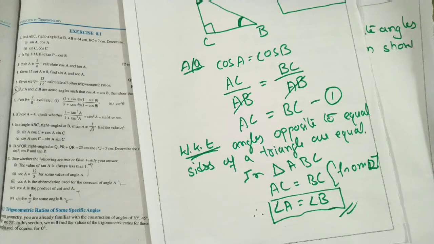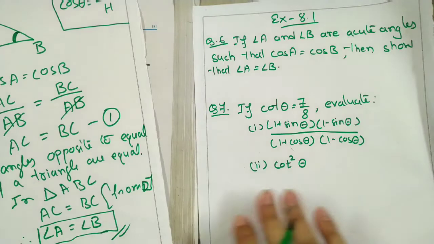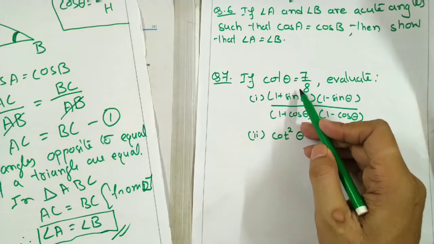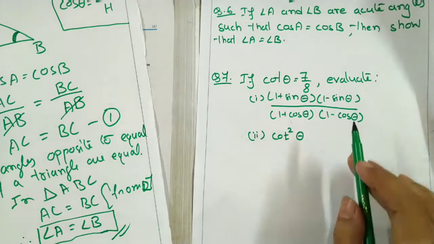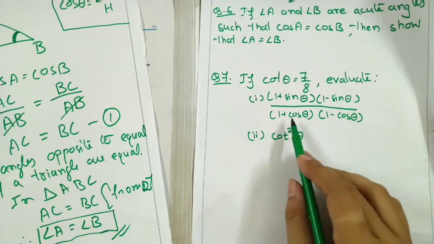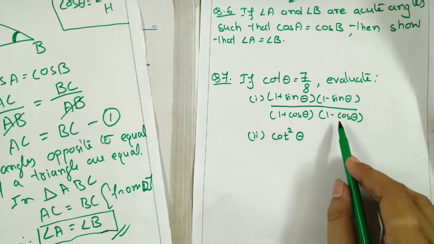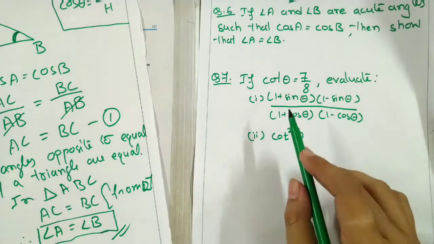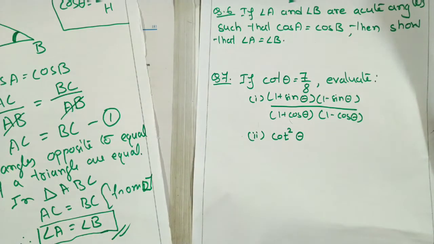After that we are going to do question number 7. Okay, now see in question number 7, the value of cot theta is given as 7 by 8, and we have to evaluate (1 plus sine theta) into (1 minus sine theta) divided by (1 plus cos theta) into (1 minus cos theta). Okay, we have to evaluate this. Now this question can be done by two different methods.